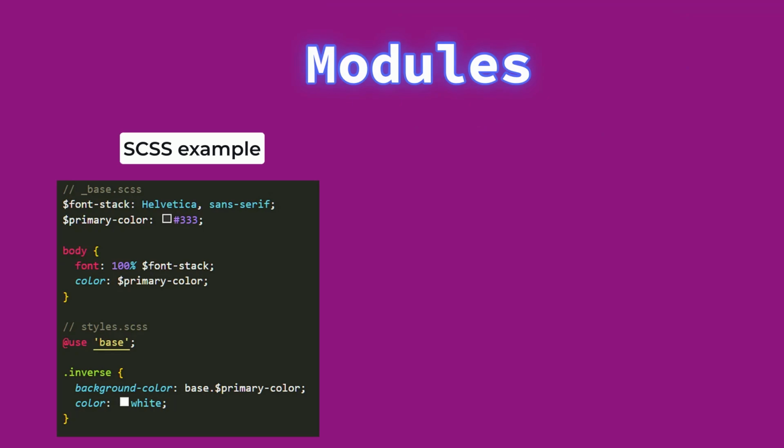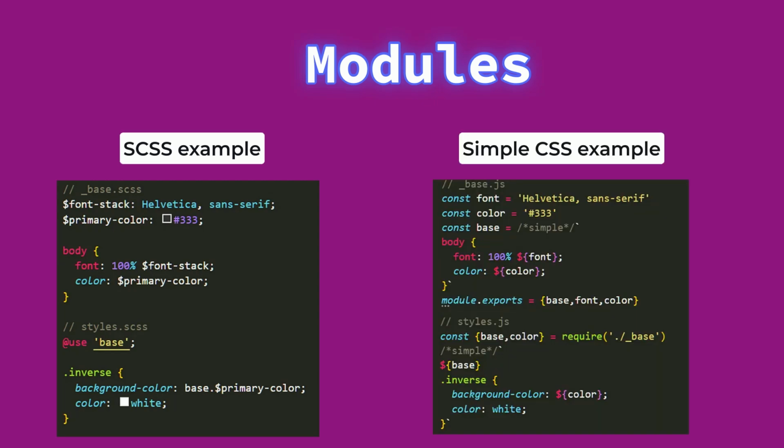While SCSS allows for modularization through its use, managing dependencies between different stylesheets can become complex as the project grows. This can lead to confusion and difficulty in maintaining consistency across large projects. Simple CSS leverages JavaScript's native module system, allowing for more flexible and powerful management of styles. By using JavaScript, developers can easily import, manipulate, and reuse styles across files, making the codebase easier to maintain and more modular.